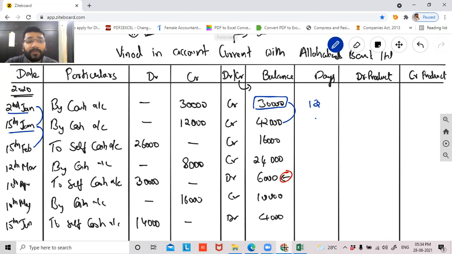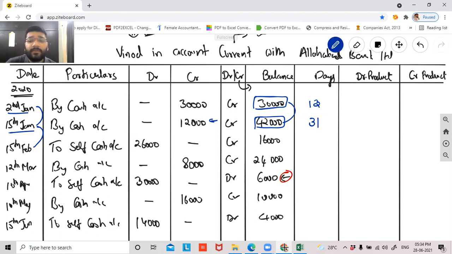Then on 15th of January, now you may ask a question, sir, why 2nd Jan to 15th Jan? Because on 15th Jan there is a new transaction, so that money along with 30,000 makes a total of 42,000. Now this 42,000, for how many days has the banker enjoyed it? Can I say from 15th Jan to 15th Feb, how many days? Please calculate. January has 31 days. From 31 days minus 15 days, plus another 15 days of February. So can I say 31 days? The banker has enjoyed this 42,000 rupees for 31 days.